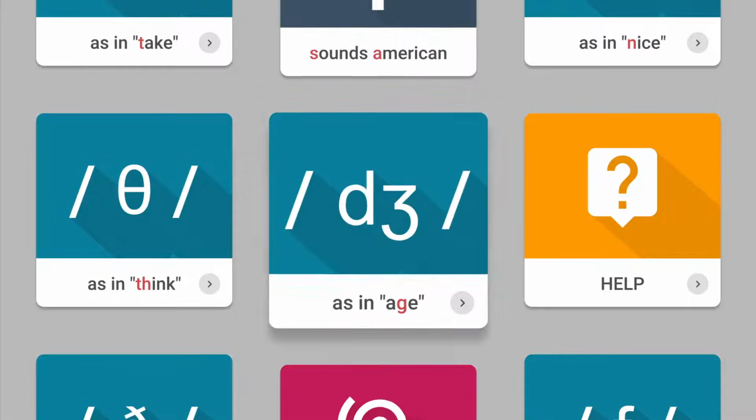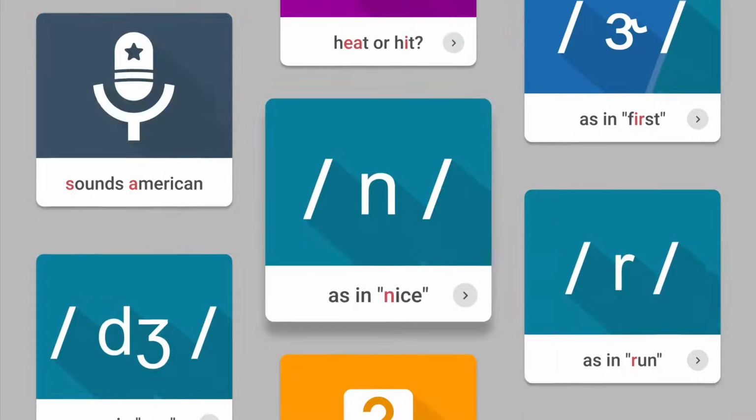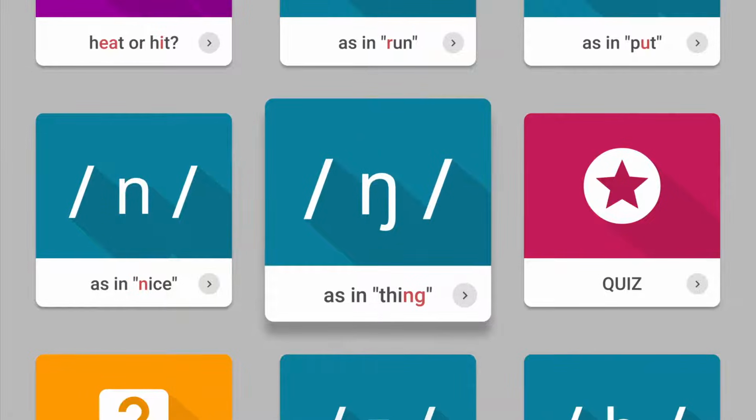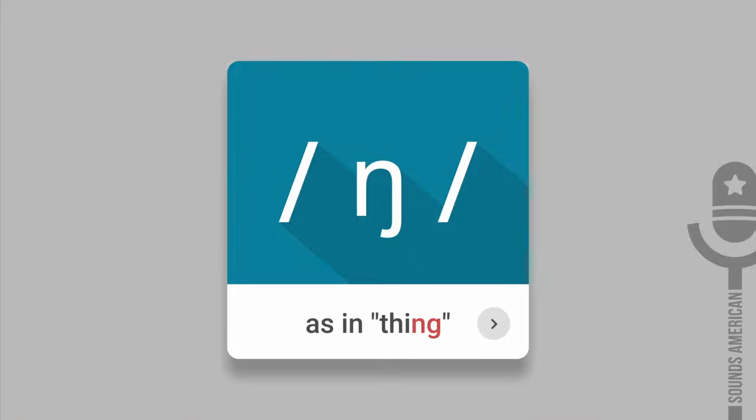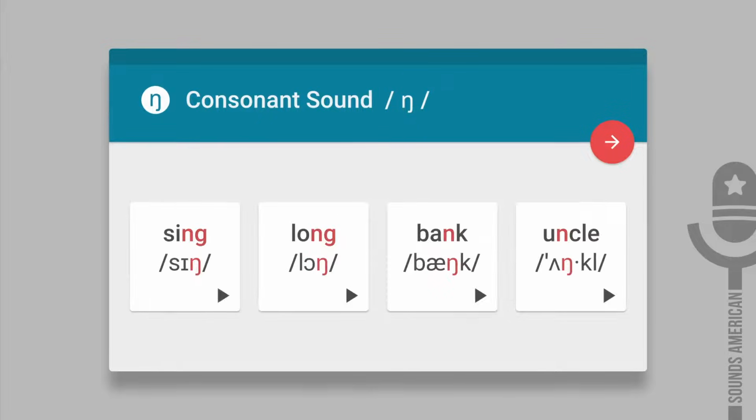In this video, we're going to talk about the American consonant sound as in the word thing. You can also hear this sound in words like sing, long, bank, or uncle. We'll be using a special phonetic symbol for this sound.